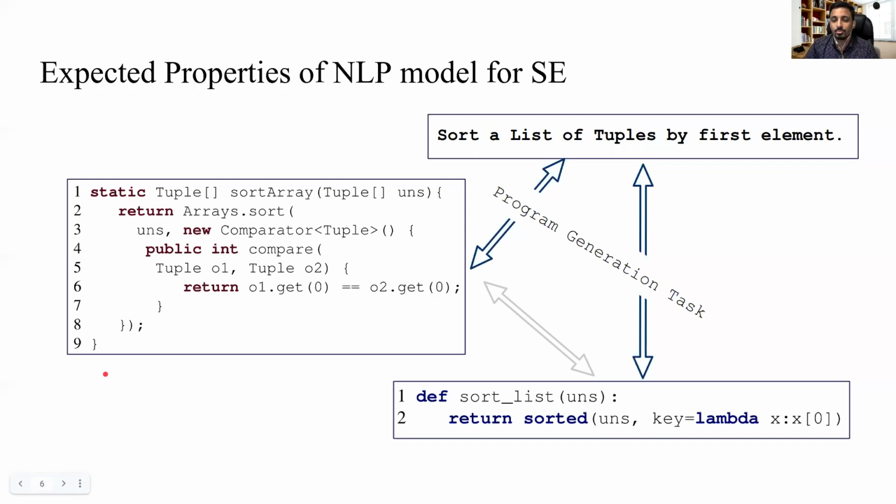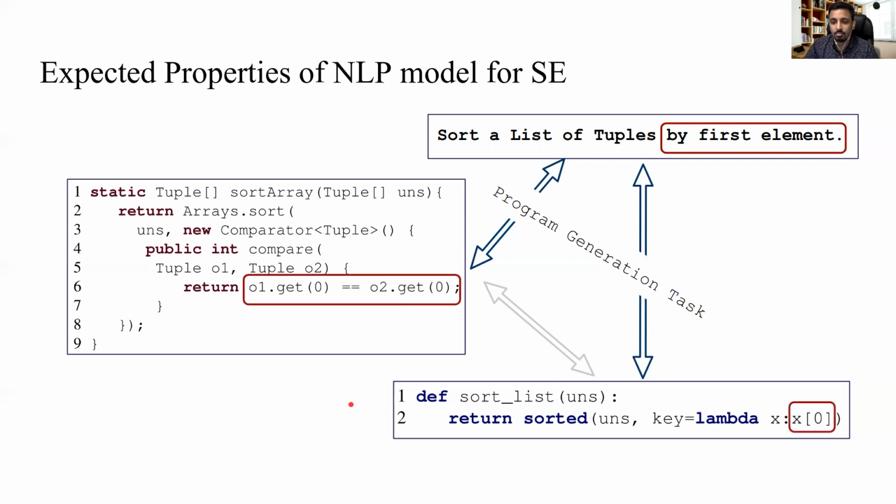Let us consider the program generation task. If we want to design a system that can successfully synthesize any code from a natural language, or at least this code from the given natural language sentence, it must understand that the first element of the tuple is accessed by .get0 in Java and like an array index in Python. If we note carefully, we can see that this information is related to the API semantics of the programming language. Thus, a system able to do this translation task must be able to understand the API semantics of the programming languages.